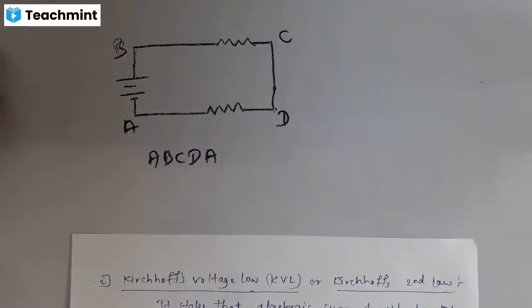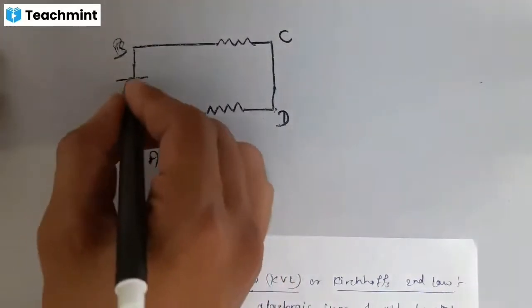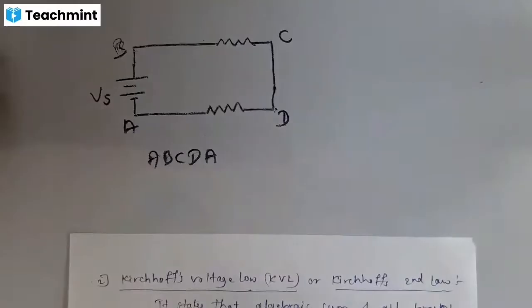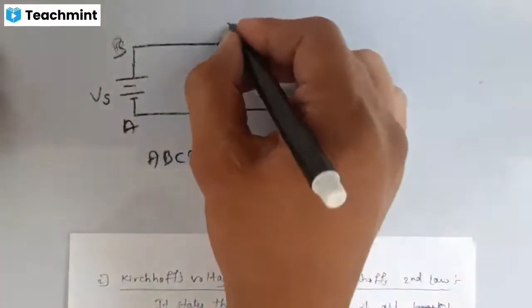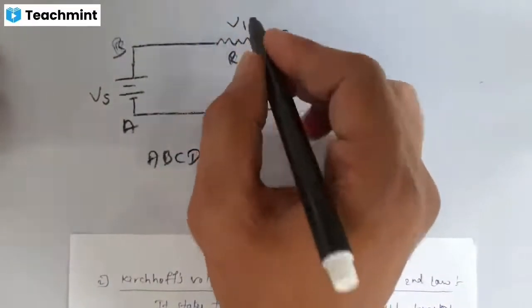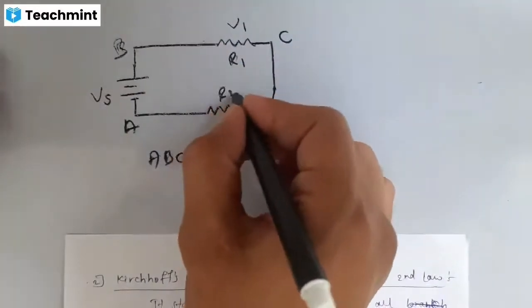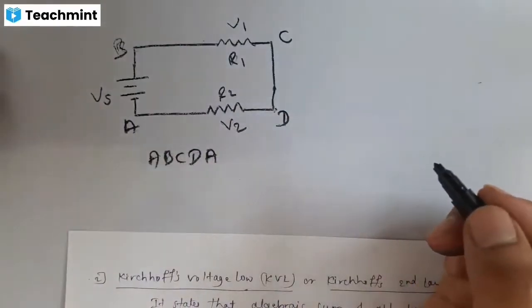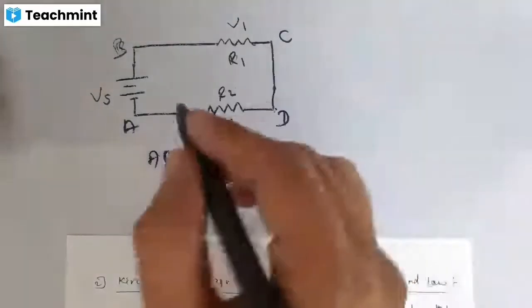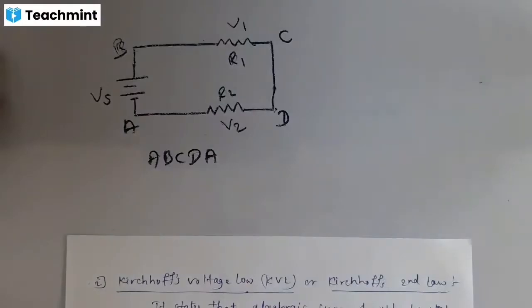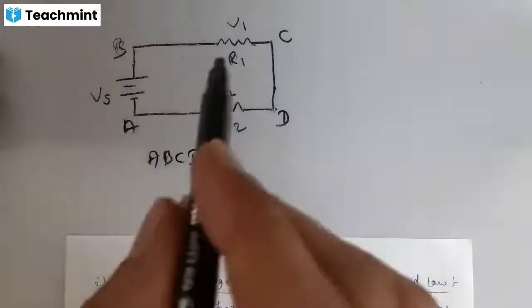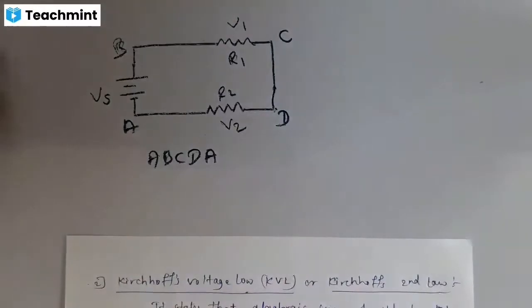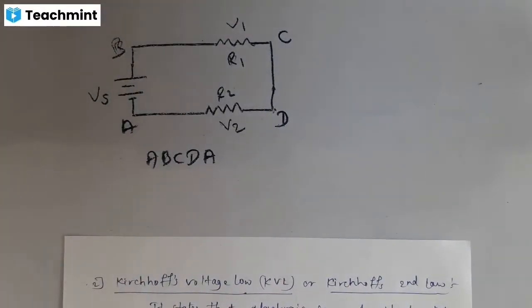What is the branch voltage? For example, this voltage is Vs, and the voltage across this resistor R1 is V1. Let this be R2, and the voltage across it be V2. The algebraic sum of all the voltages in this loop must equal 0. So that means Vs plus V1 plus V2 equals 0. But there is a method to apply the Kirchhoff voltage law, so let us see that.